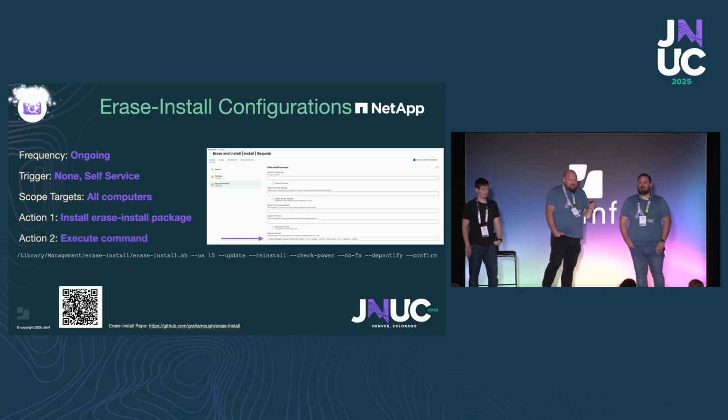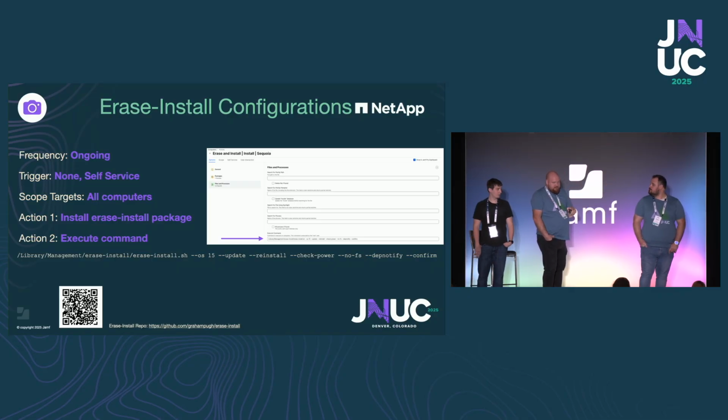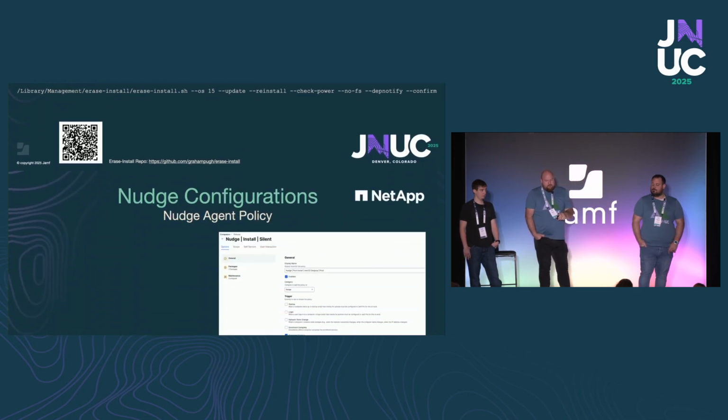And then there's an execution command which just triggers erase and install to run, and you can actually set different variables inside that command to choose what OS version you want. So we're obviously triggering 15 here. It does work with Tahoe. So if we were to replace 15 with 26, it will reach out and install 26. We have confirmed that. And obviously you can do check power and whatever screens you want to have.